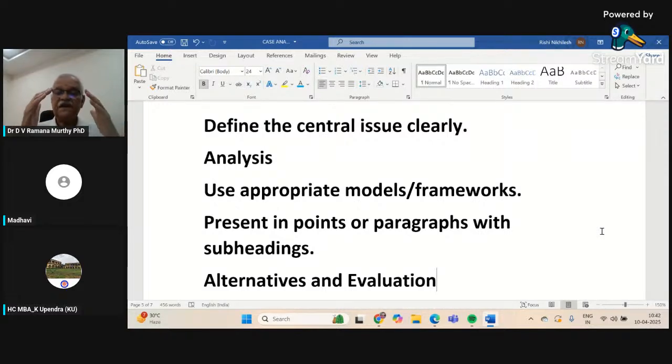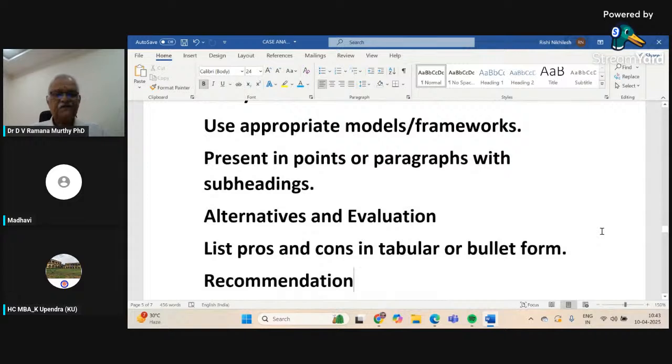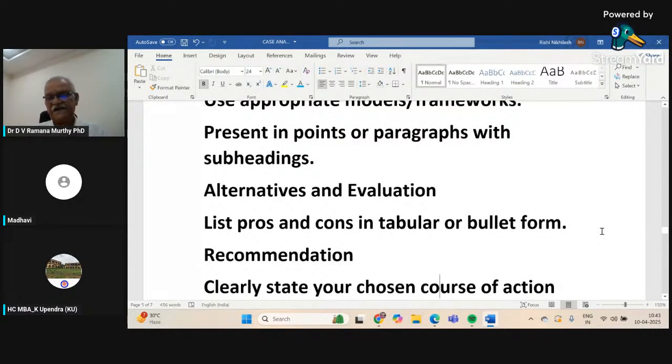So let the document be very qualitative, and it should be completely understandable, mind it. It's not a rough sketch of things like, do this, do that, and all. If you don't present in an organized fashion, that report can never be understood clearly. Present in points and paragraphs with subheadings, etc. Then you can also suggest alternatives and the evaluation exercise that you have taken up; that can also be given here.